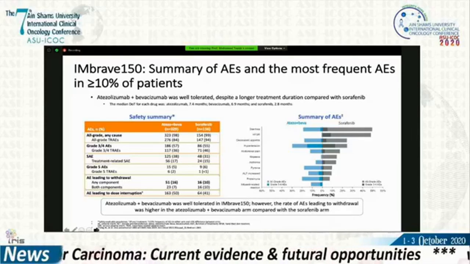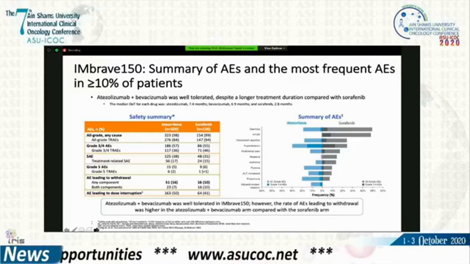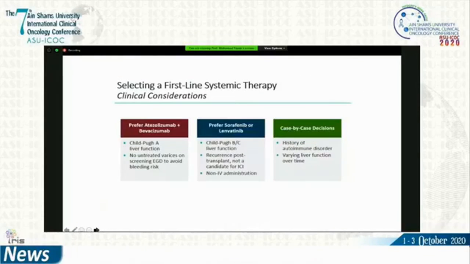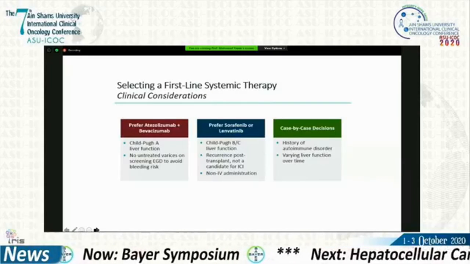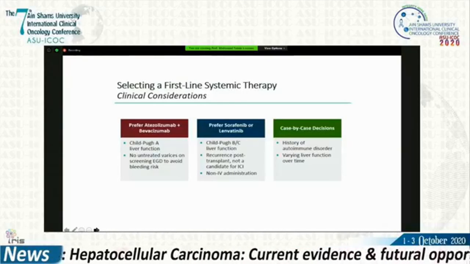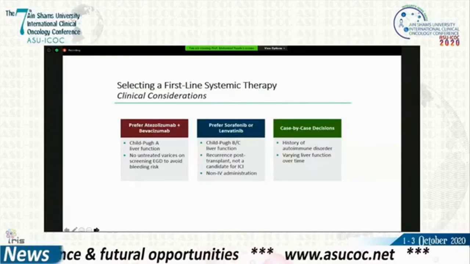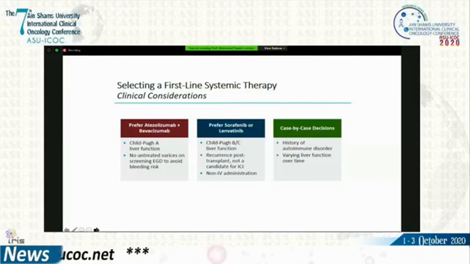So, as we all know, atezolizumab became one of the standards of care as first-line therapy, and we have the other options, sorafenib and lenvatinib, and we have a problem of how to choose between atezolizumab, sorafenib, and lenvatinib. We prefer atezolizumab for Child-Pugh A liver function, no untreated varices on screening for varices, to avoid bleeding risk. Prefer sorafenib or lenvatinib for Child-Pugh B/C liver function, recurrent post-transplant, not a candidate for immunotherapy, and non-IV administration. And we have to select case-by-case for history of autoimmune disorder and varying liver function over time.